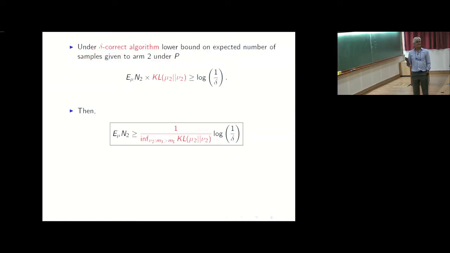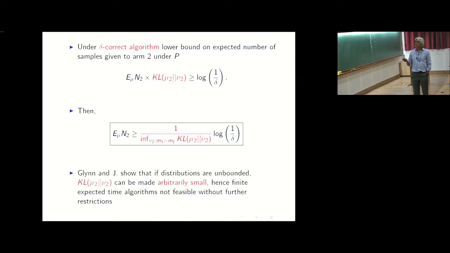So, I think this must be well known, but nonetheless, the point being made here is that unless you assume some kind of restriction on the underlying distributions, this expectation is going to be infinite. So Glynn and Juneja show that if distributions are unbounded, then the Kullback-Leibler distance between two distributions can be made arbitrarily small, although the means are arbitrarily far. So that just makes the problem difficult to solve. And so some restrictions are needed. We're just motivating some restrictions. You can't do without some restrictions. And then we make minimal restrictions.